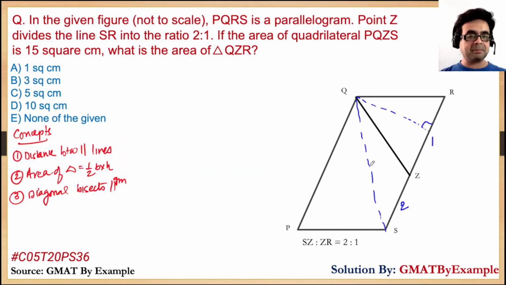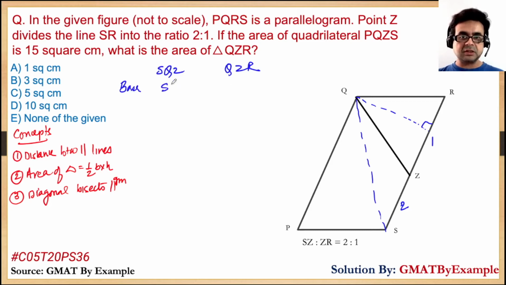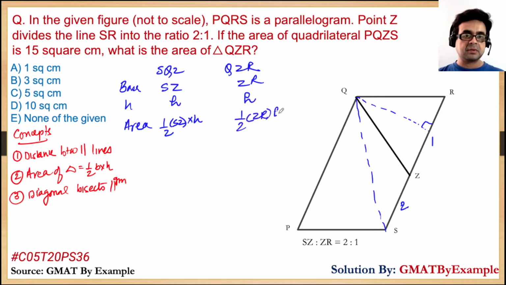Okay, so this is how my parallelogram looks like at this point. Let's look at these two triangles, triangles SQZ and QZR. What are the bases of these triangles? So the bases are SZ and ZR, which are in the ratio of 2:1. The height of these triangles is the same as the distance between two parallel lines in the parallelogram, which is this one that I created. So the height of both is equal. So the areas would be half SZ multiplied by H and half ZR multiplied by H.